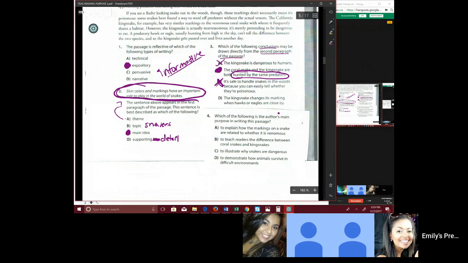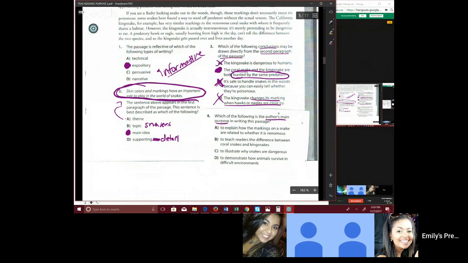The king snake does not change its marking when hawks or eagles are close by. I see this answer a lot, and I think it's more of not paying attention to the detail of the answer than anything else. But they definitely didn't say that this is a snake that has the ability to just spontaneously change what it looks like. So B and D kind of are along the same lines, but when you read them carefully, D is not true and B is.